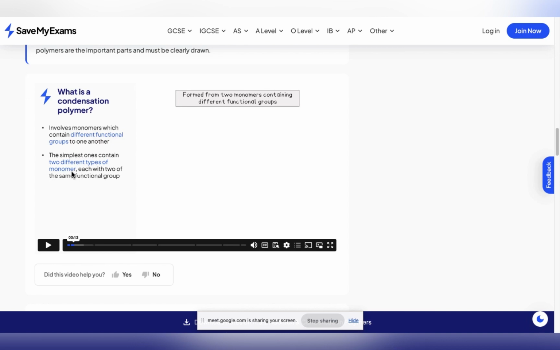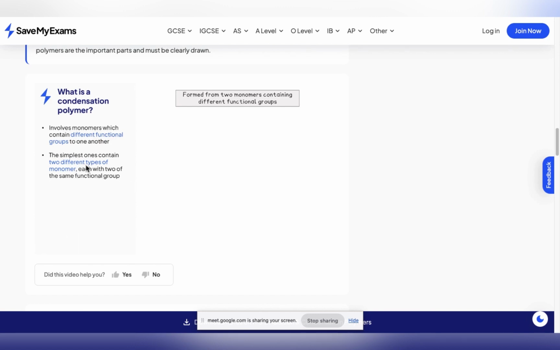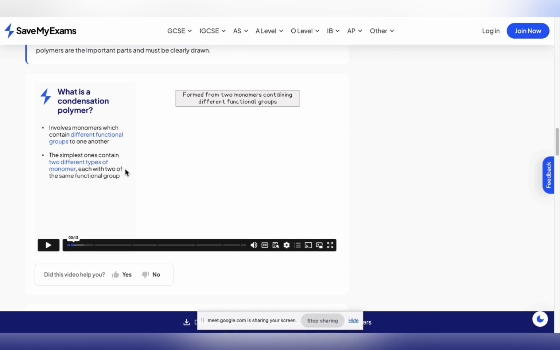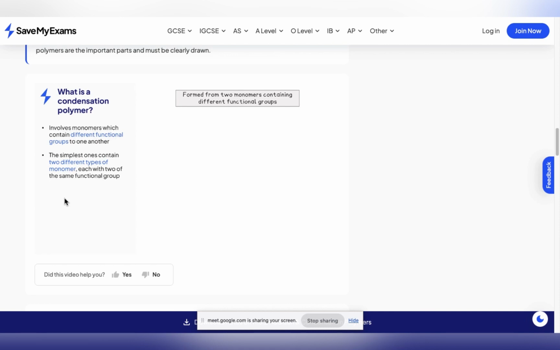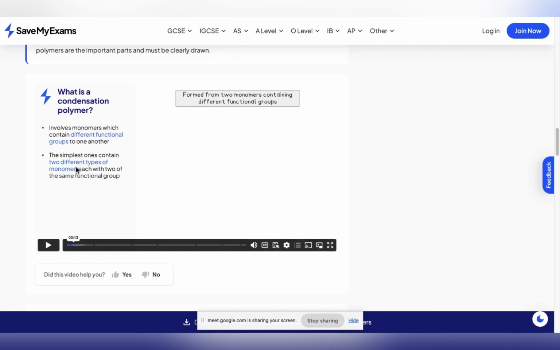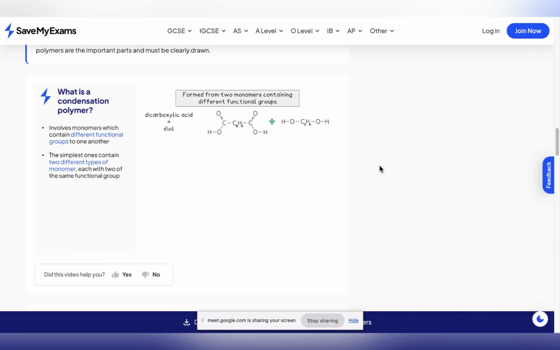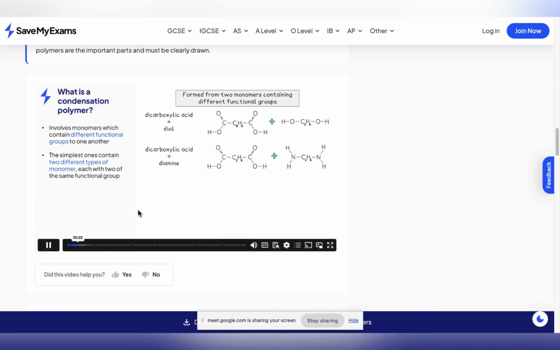The simplest one contains two different types of monomer, each with two of the same functional group, such as a dicarboxylic acid and a diol, or a dicarboxylic acid and a diamine. It can have more than two monomers. We can have three monomers, four monomers, forming a polymer through a process known as condensation polymerization. When the monomers react together, they form the polymer.